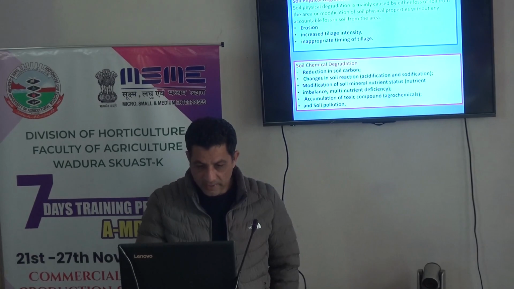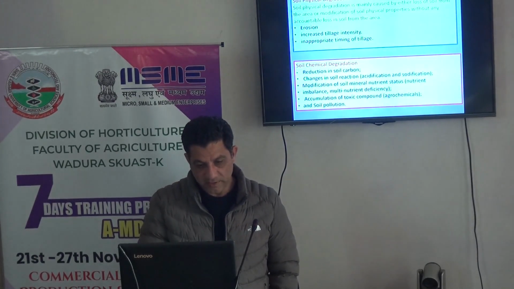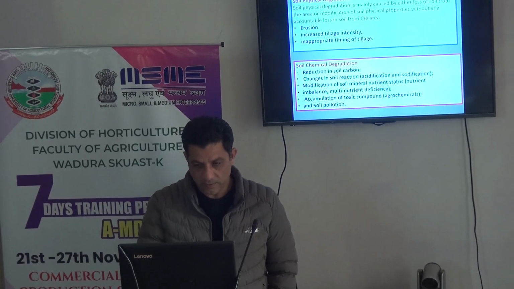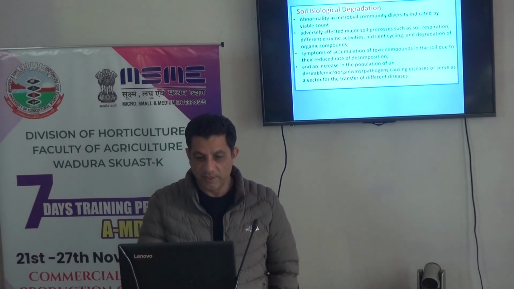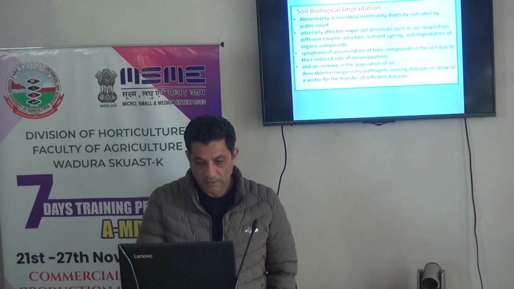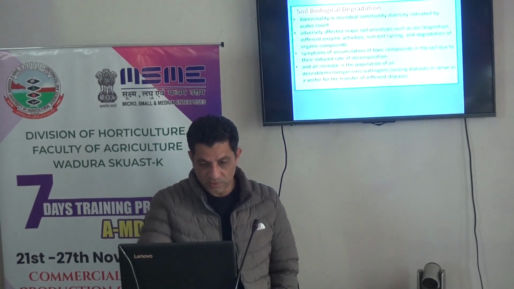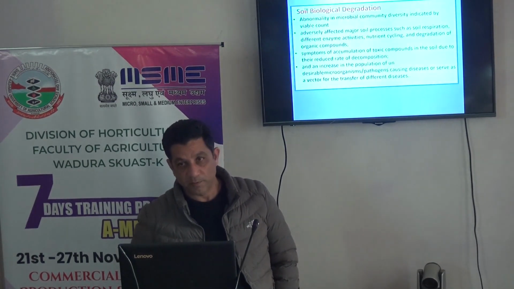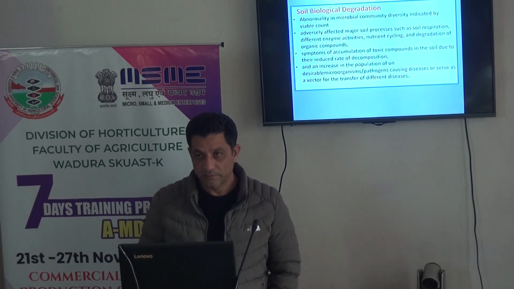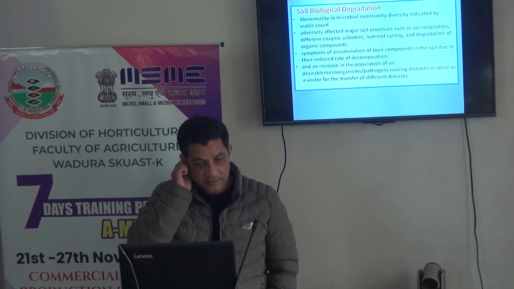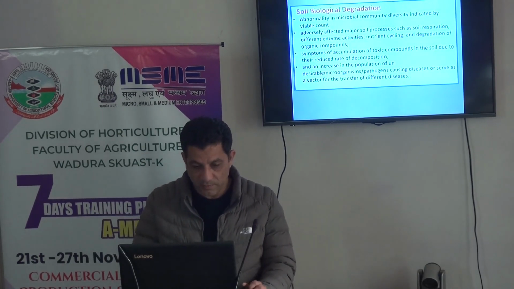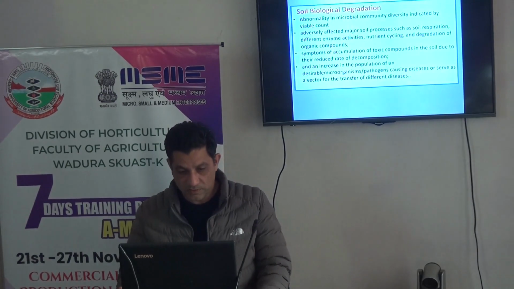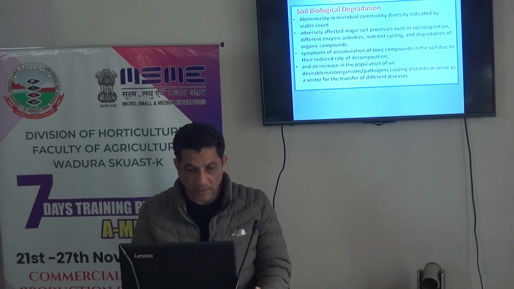Then chemical degradation: reduction in soil carbon, soil reaction, modification of soil minerals. Biological degradation: abnormality in microbial community diversity indicated by viable count, adversely affected major soil processes. Soil respiration, different enzymatic activities, nutrient cycling. This second point again depends upon the soil properties. Degradation of organic compounds, accumulation of toxic compounds. This is what we discussed earlier.